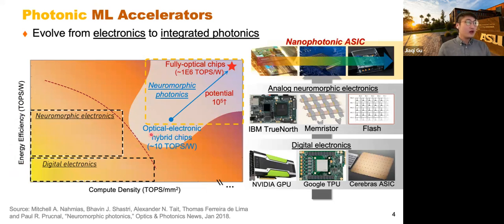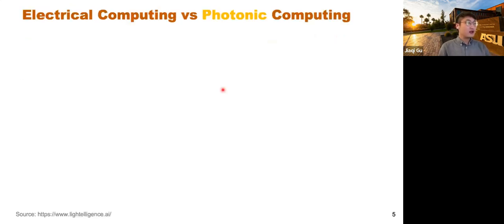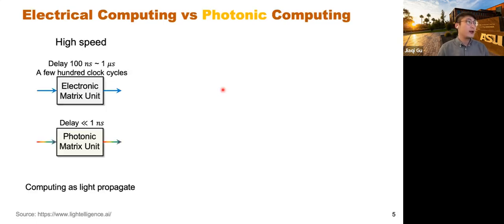And so the current optical electronic hybrid chip already can achieve around 10 TOPS per watt energy efficiency. If we go to the fully optical chip, which is not the case now, we can remove the bottleneck between the electrical optical conversion and the memory bottleneck, we can go up to 1 million TOPS per watt. You can see a 10 to the 5th times potential. And you may wonder, what's the unique point for photonics? What makes this huge difference? So here I'm going to give a very quick comparison between electrical computing and photonics for computing.